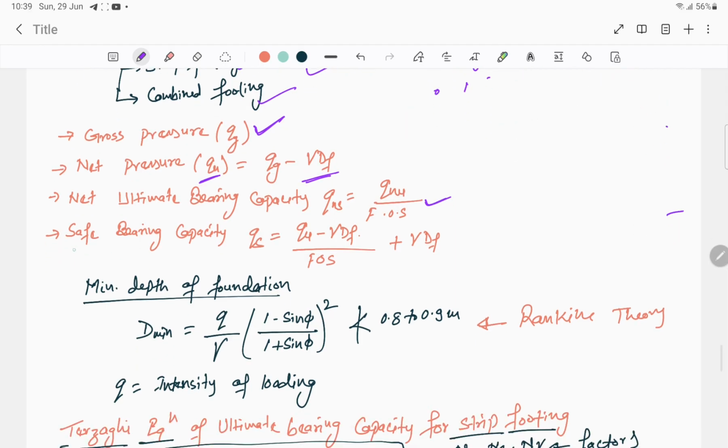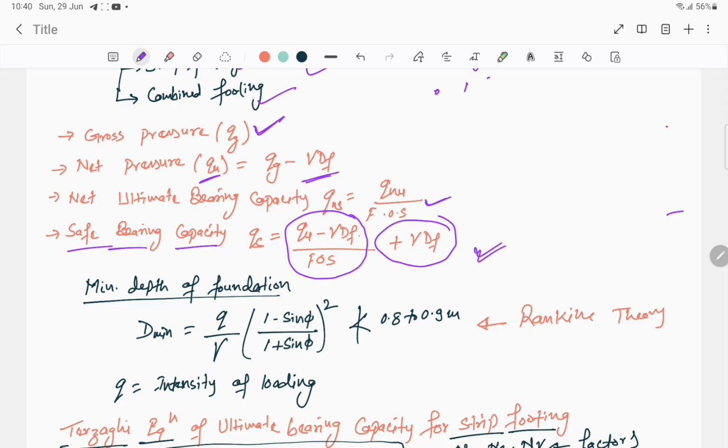And the last one is called safe bearing capacity, Qs. When ultimate bearing capacity minus gamma Df, the overburden pressure, gives the net bearing pressure, divided by factor of safety, then it is called net ultimate safe bearing capacity. And when you add the overburden pressure again to this net safe bearing capacity, then it is called safe bearing capacity, Qs.